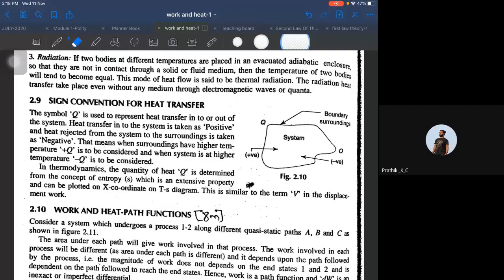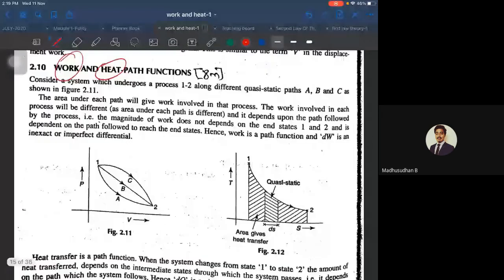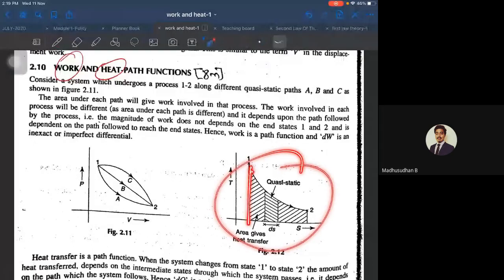Path functions. Why is it a path function, Pratik? Because we can calculate the area. Yeah, so in order to calculate what is work and heat, you require the area as indicated here. You can see you require the area below it to calculate what is work and what is heat.